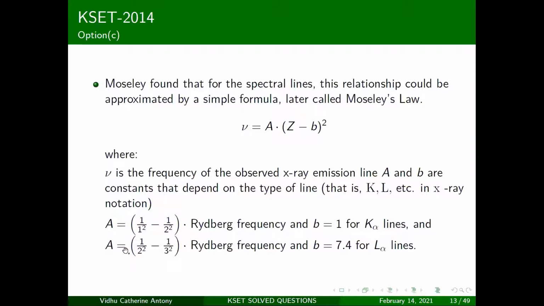The same thing you do with the next line, for L alpha. So here you would have K, here you would have L. K is basically referring to, let's say, 1, L is basically referring to 2. So you're going from a transition from 1 to 2, and here you're going for a transition from 2 to 3. So these are basically for the L alpha lines. That has a B value of 7.4.